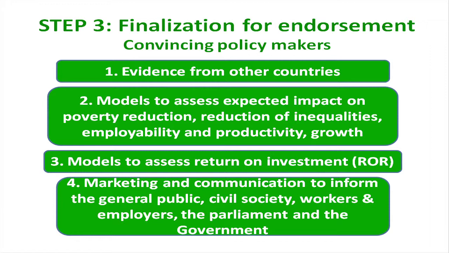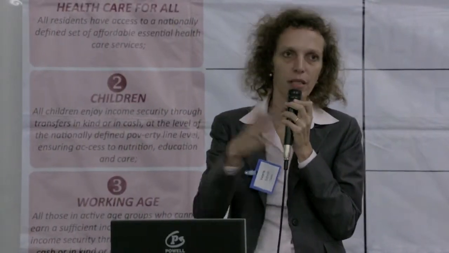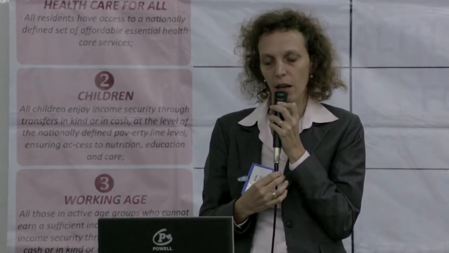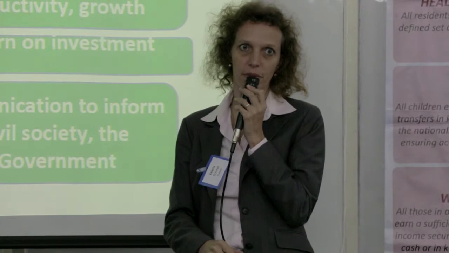Another way, as Cambodia seems to have started doing, is really to try to develop these models of return on investment to show that if they invest today in social protection, in the future they will have a positive return. You can have other types of models to show the impact of this kind of benefits, or that kind of benefits on poverty reduction, etc. And finally, you have, I think, a lot of things to be done on marketing, communication, and all these things that we are forgetting sometimes.